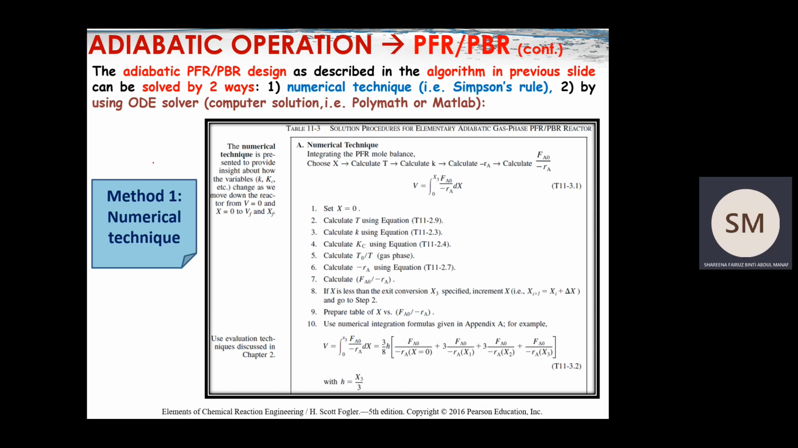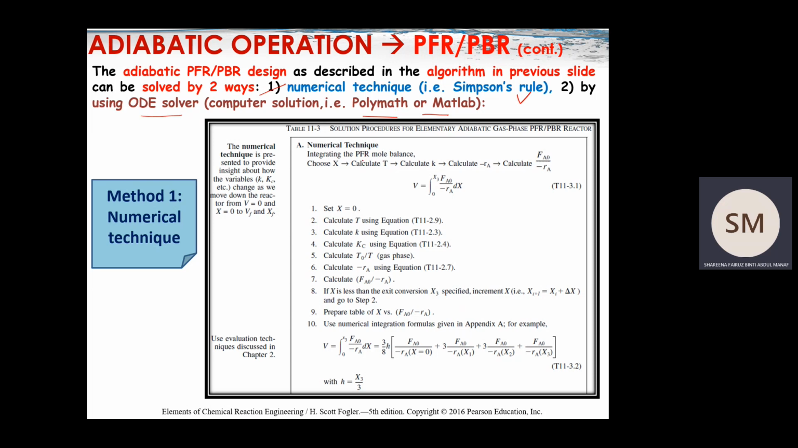The adiabatic PFR, PBR design as described in the algorithm in the previous slide can be solved in two ways. You can use a numerical method, Simpson's rule, when you want to get the V, or by using an ODE solver, for example from Polymath or MATLAB. This one you will learn after this topic.